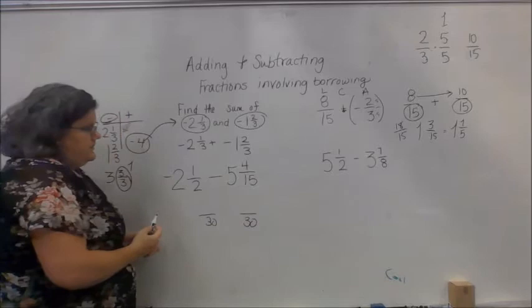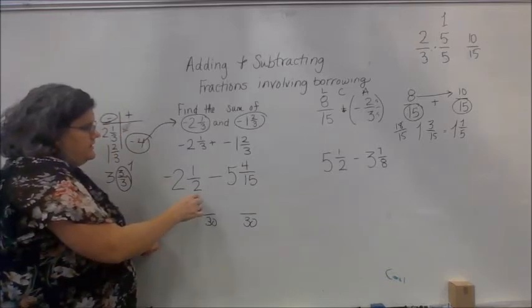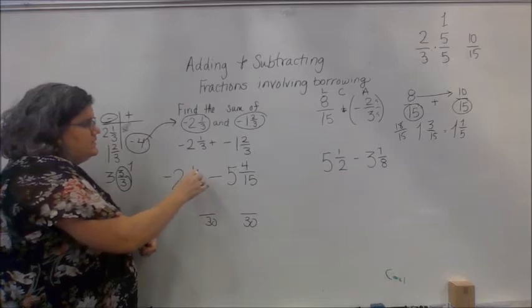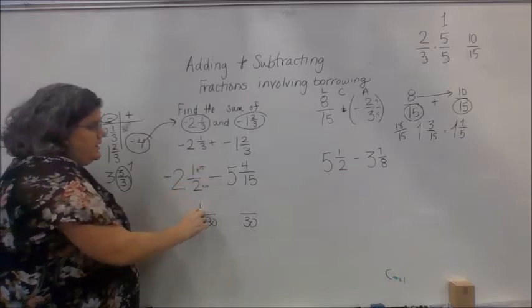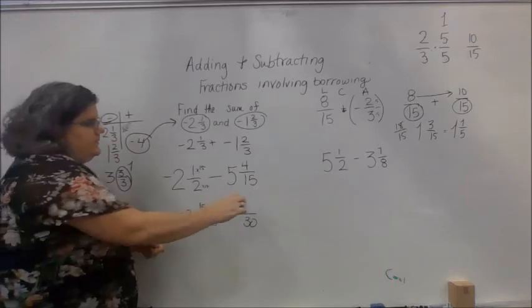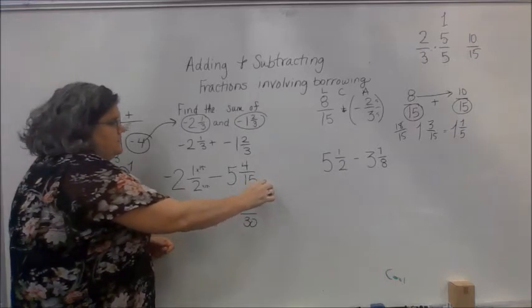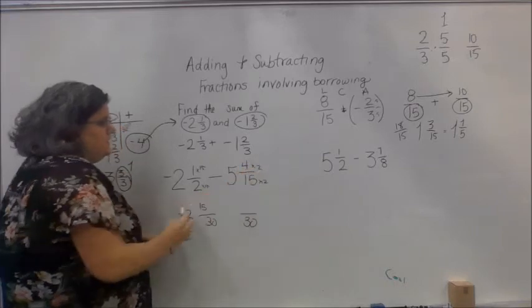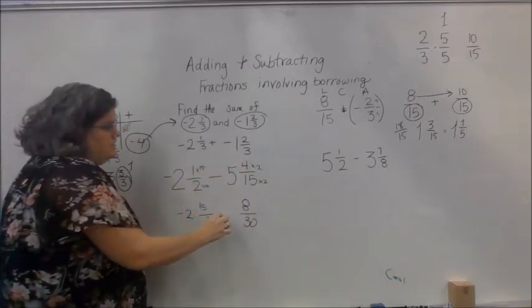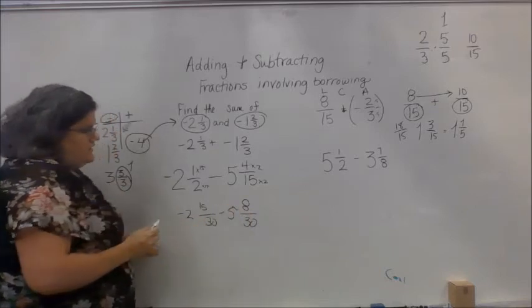Right? So what did I multiply to get this to be 30? I did 2 times 15. So I'm going to multiply this by 15 as well and get 15 out of 30. Negative 2 and 15/30. Here, I multiply by 2. So I'm going to multiply this by 2 and get negative 8/30 minus 5 and 8/30.